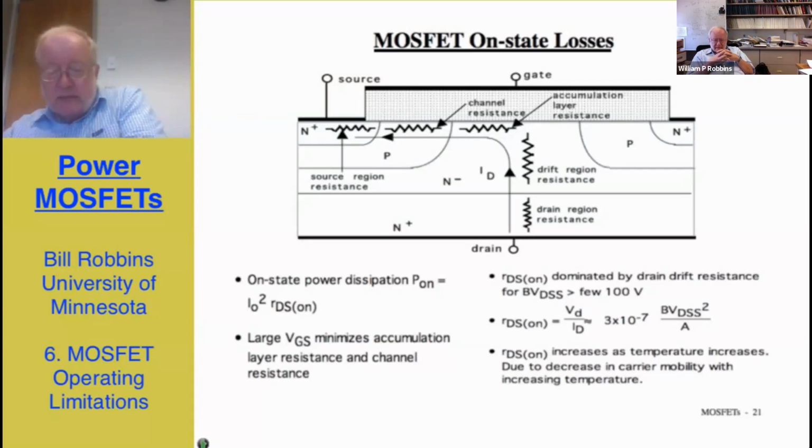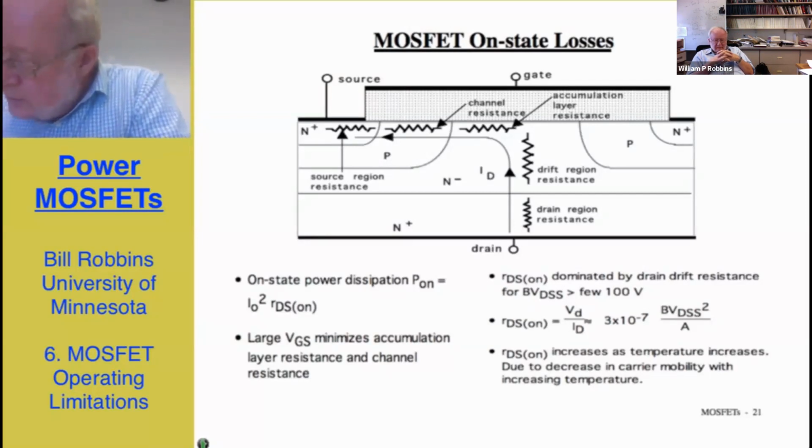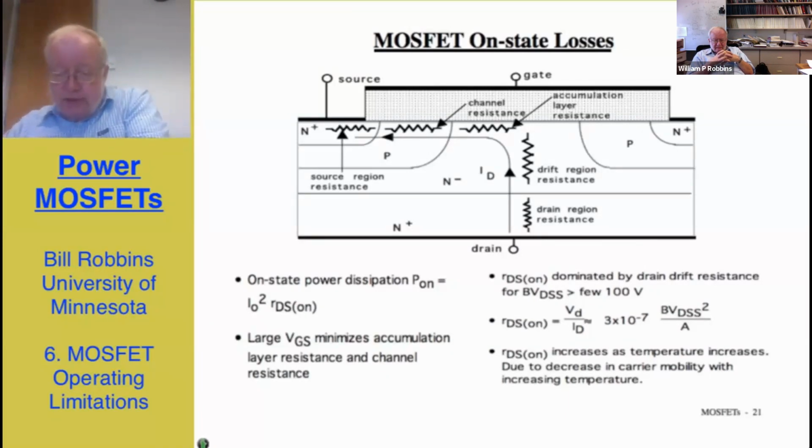the on-state resistance. And one can show in a simple calculation that the on-state resistance in silicon MOSFETs at these higher breakdown voltages is proportional to this numerical factor, 3 times 10 to the minus 7 times the square of the breakdown voltage divided by the cross-sectional area of the drift region through which the current is flowing. This on-state resistance increases as temperature increases due to the fact that the mobility of the carriers goes down as we increase the temperature of the silicon.